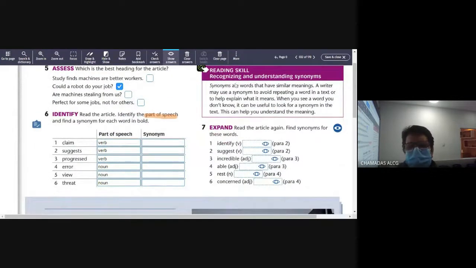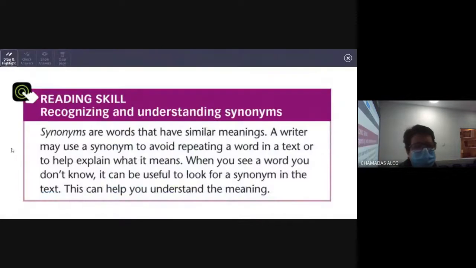So now they're giving us a small reading tip here, which is recognizing and understanding synonyms. Because when you are reading a text or when you're writing, it's nice to avoid repetition. You should not repeat the words. So that's why we use synonyms. Synonyms are words that have similar meanings. A writer may use a synonym to avoid repeating a word in a text or to help maintain or explain what it means. When you see a word you don't know, it can be useful to look for a synonym in the same text. You find the synonym there. This can help you understand the meaning.